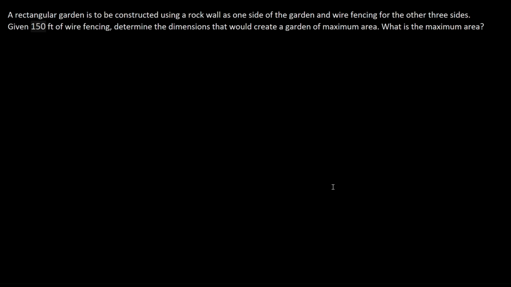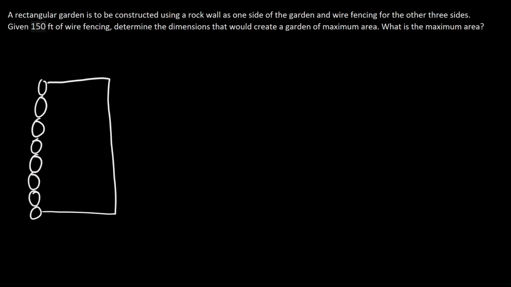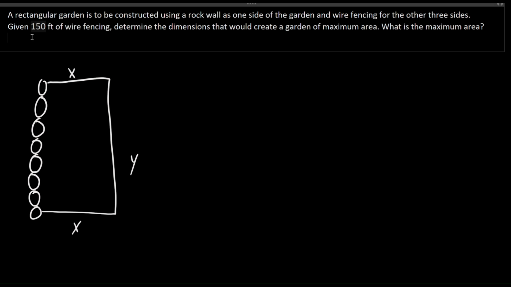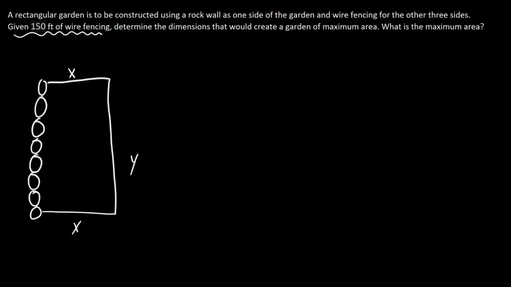Alright, so let's start by drawing a diagram. So this will be the rock wall, and this will be the rectangular garden, and we could label this as X and Y. And we're given that there's 150 feet of wire fencing to be used. So let's call the total amount of wire fencing T, and that would be equal to Y plus 2X, because we're adding up these three sides.